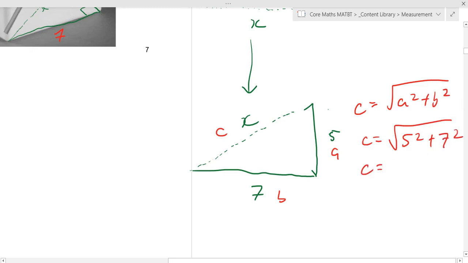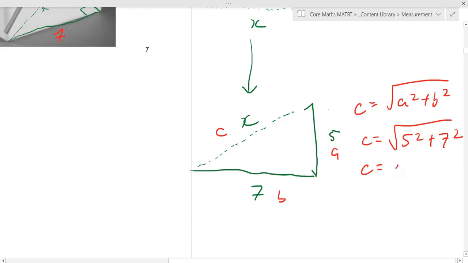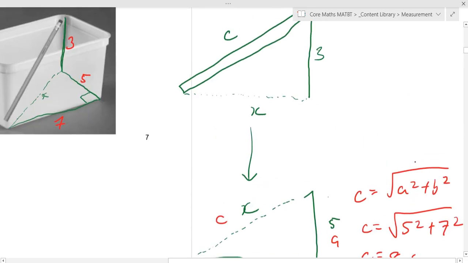And that equals, if I put that in my calculator, 5 squared plus 7 squared, and that will equal 8.6. So the length of c is 8.6. Therefore, x over here is 8.6.